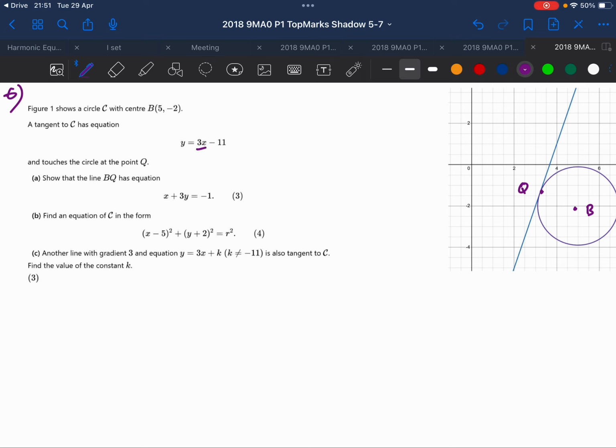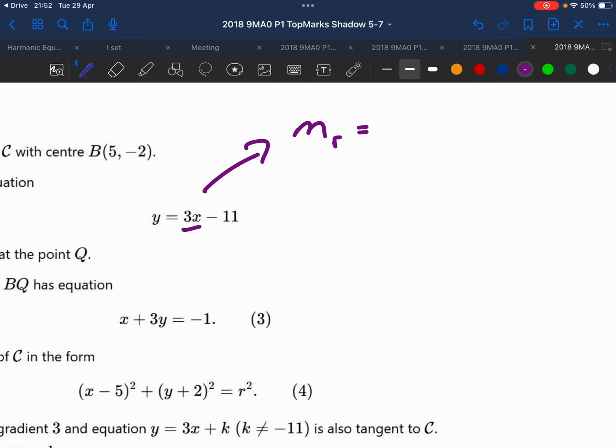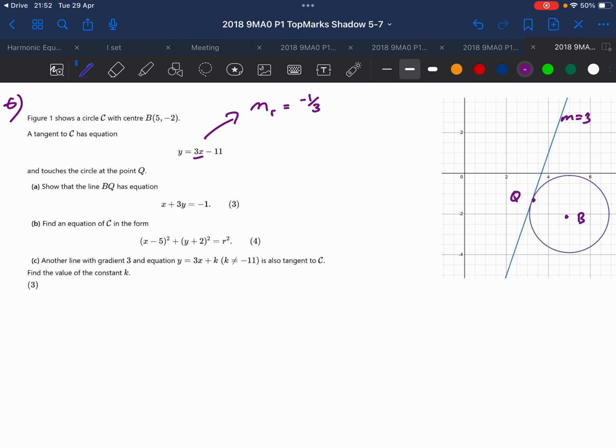Well, there are many ways that you might want to answer, but probably the easiest one is to notice that if m is 3 for this one here, then the gradient of the radius will be minus a third, because a tangent and a radius are perpendicular to one another. So that tells me something about this line here.